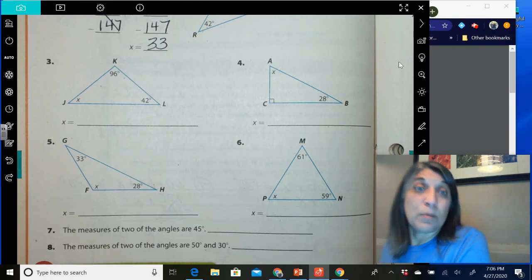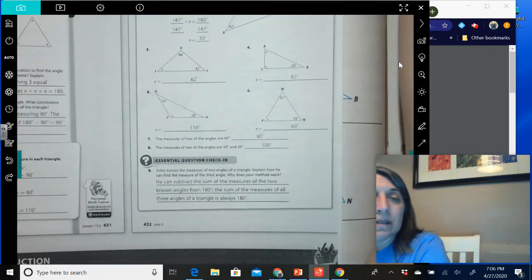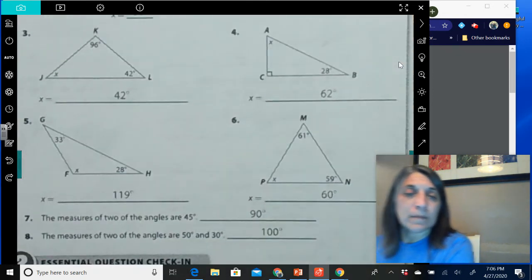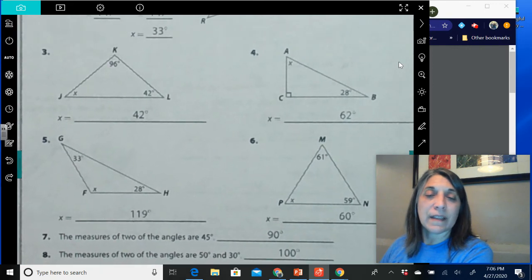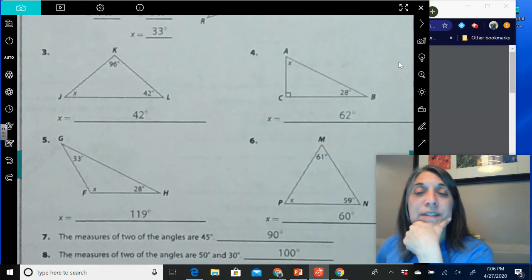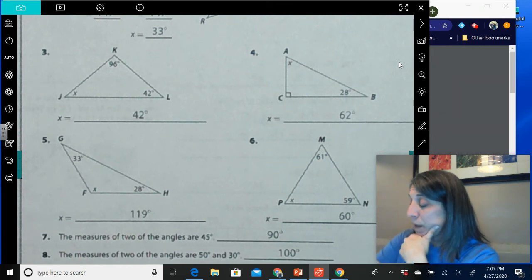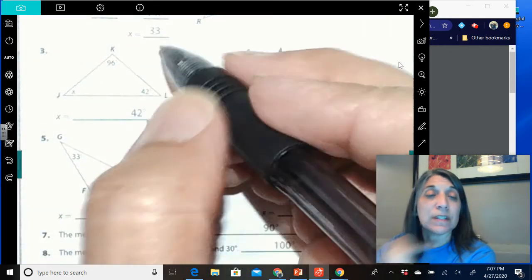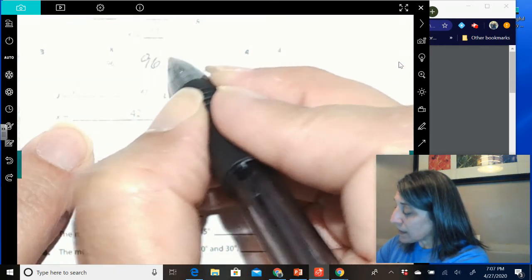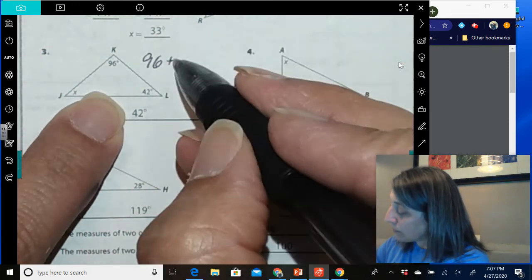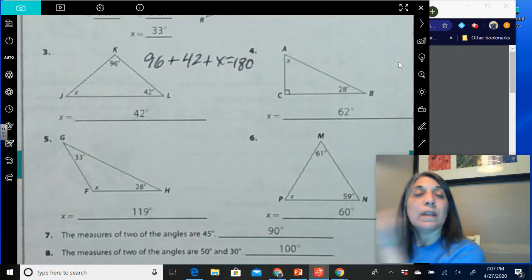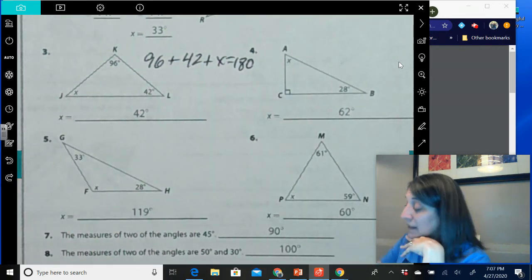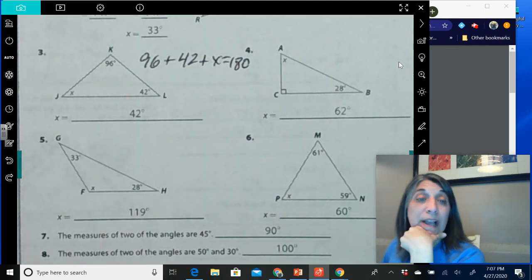Okay, you're back. So I'm assuming you did it. So I'm just going to zoom in. I didn't work them. I'm just going to zoom in on the answer key so you guys can check your work on 3, 4, 5, and 6. You should have gotten 42 degrees, 62 degrees, 119 degrees, and 60 degrees. But you should have also written some equations. Like you should have equations here that show, 96 plus 42 plus x equals 180. Oh, I can't fit that there. It's too small. But you should have an equation, and then you should have added these two numbers first and then subtracted from both sides to come up with 42.